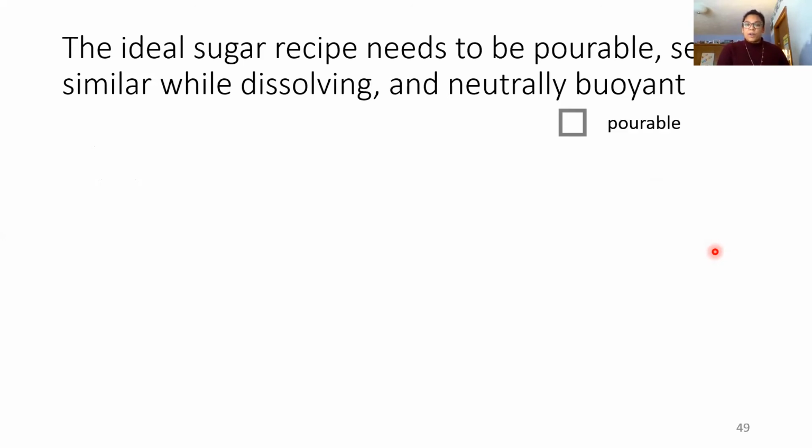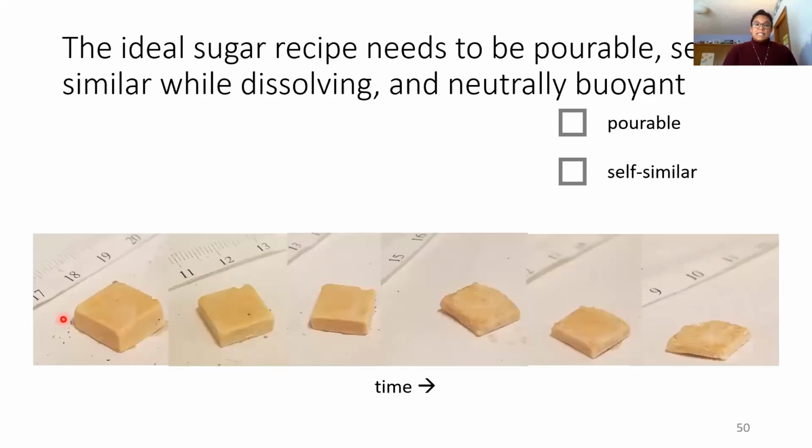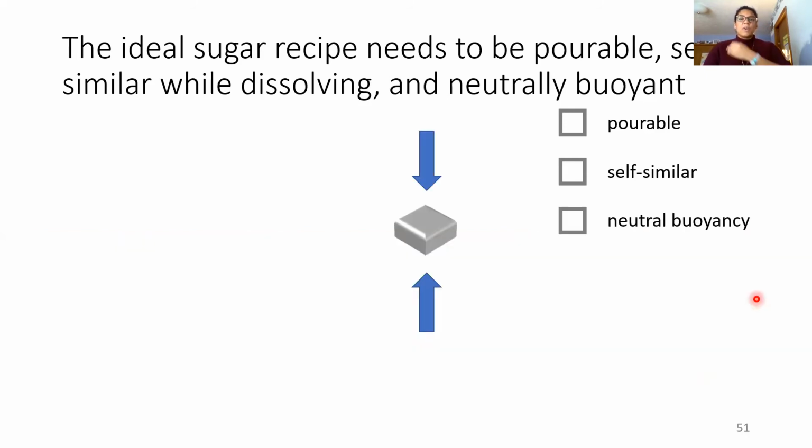So we needed particles that were pourable. We tried baking them in the oven, didn't work. We tried a couple of other cooking methods, and we decided that we really needed to be able to pour our mixture into our molds. We also needed these particles to be self-similar as they dissolve, which means that we needed them to keep the same shape. So they could get smaller, but we didn't want the shape to change, because if the shape changed, that would change our dynamics. So we wanted them to keep the same shape. And then we also wanted them to be neutrally buoyant so that we could get rid of gravity.